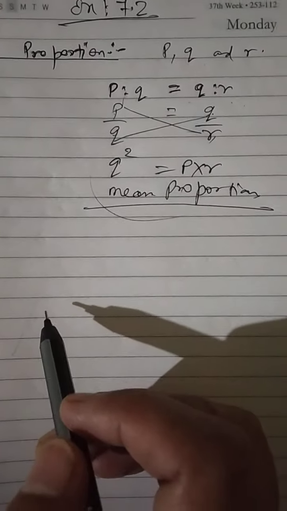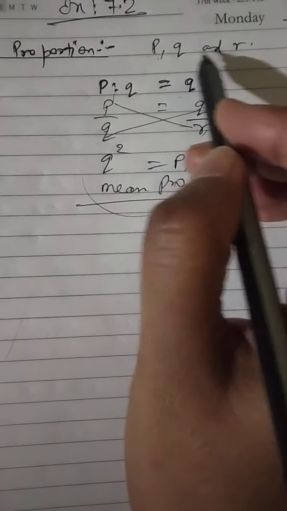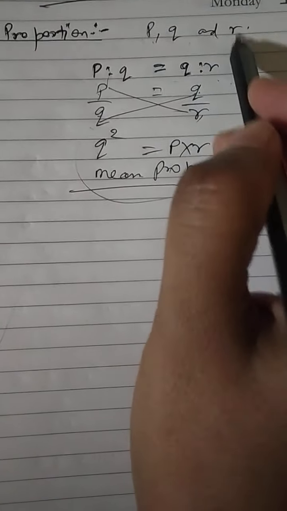In the exercise, there are some questions in which you have to find the mean proportion. Q will be the mean because Q is in both ratios, P is to Q and Q is to R. And R will be called the third proportion. So R is known as the third proportion.